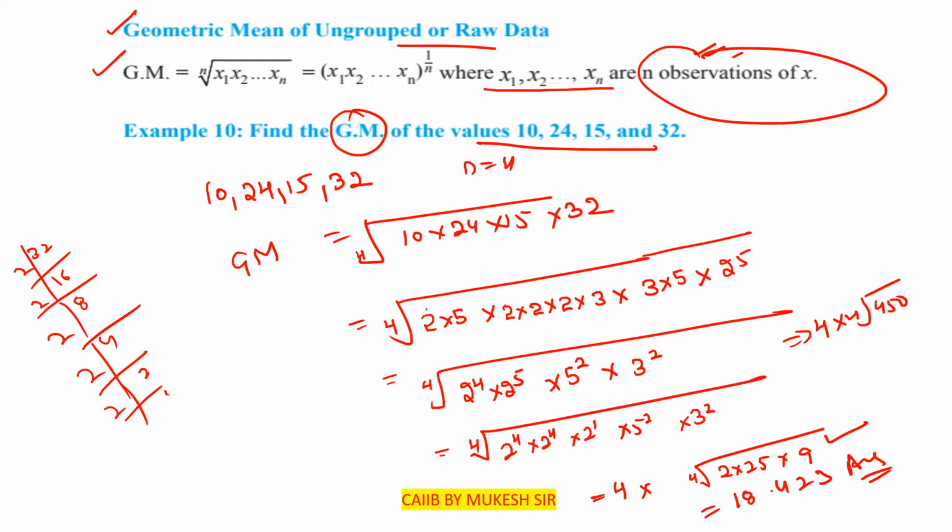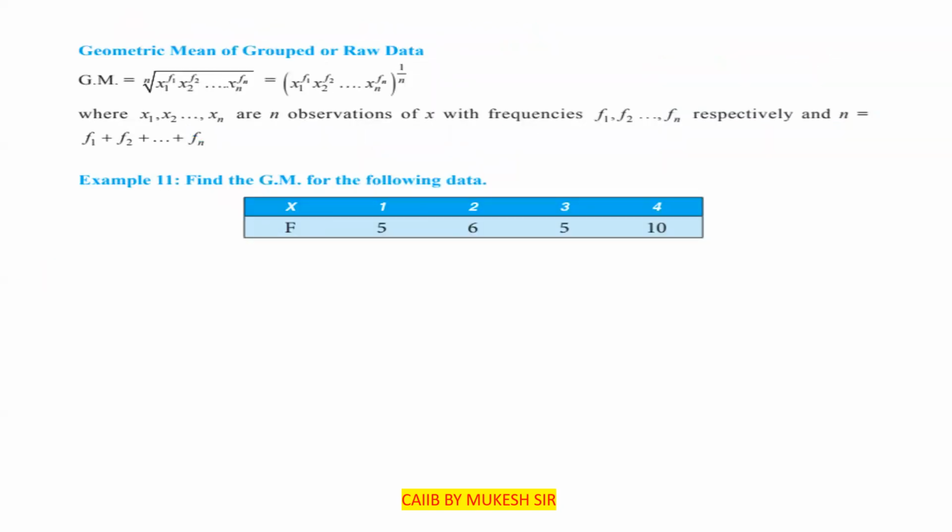Now we'll discuss one more question, that is the geometric mean of grouped or raw data. Earlier it was ungrouped. Now we have to calculate for grouped data. The geometric mean is equal to the Nth root of x1 power f1, x2 power f2, and so on. For example: 1 occurs 5 times, 2 occurs 6 times, 3 occurs 5 times, and 4 occurs 10 times. So what will be the geometric mean here?